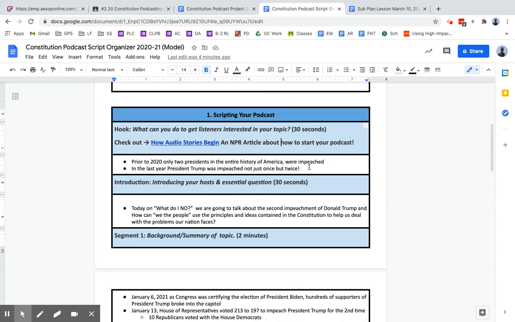Now, start with a claim. I decided to start my podcast with a hook about this astounding fact that prior to 2020, we had only had 2 impeachments in our entire history of a president. And in the last year, President Trump was impeached twice, doubling that number.